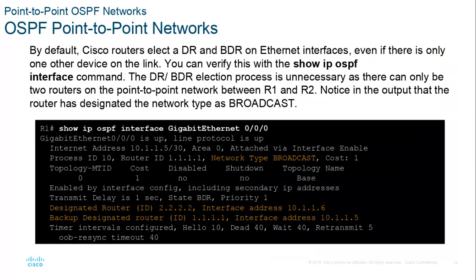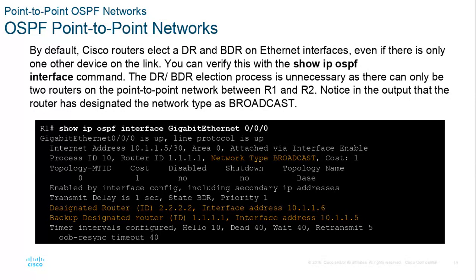By default, Cisco routers will elect a designated router and a backup designated router on all Ethernet connections, even if there's only a one point-to-point link. You can type show ip ospf interface. It doesn't really need it because there are only two routers on here, but they went ahead and did it by default.